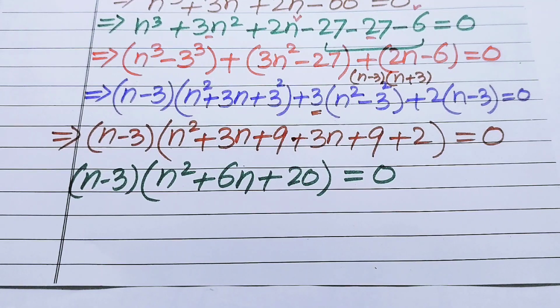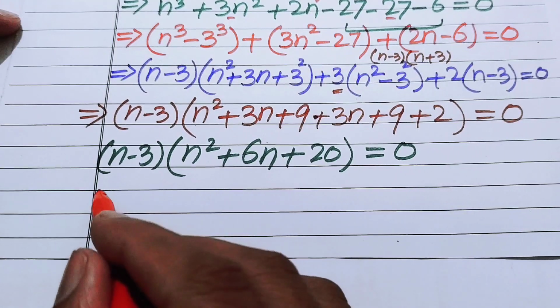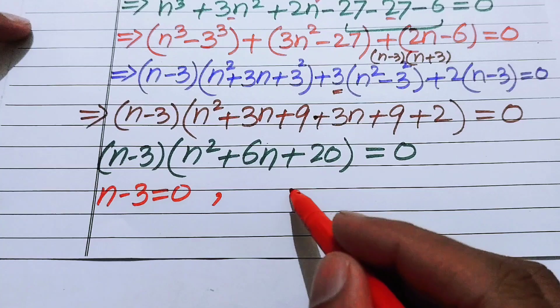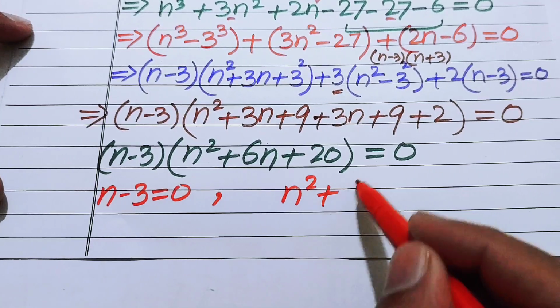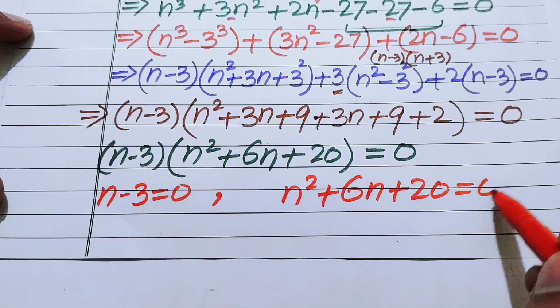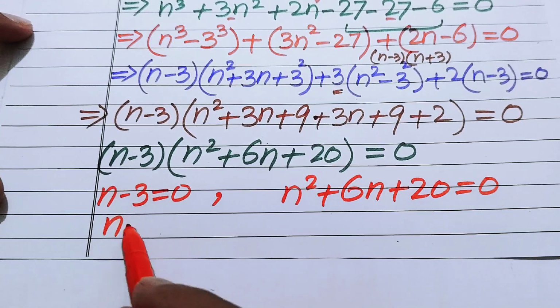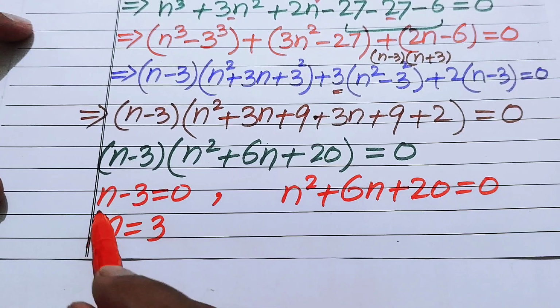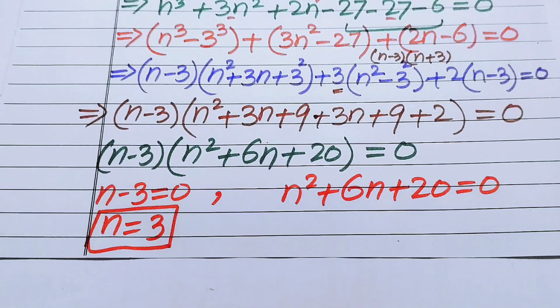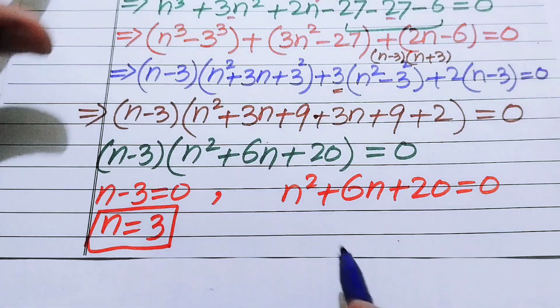So now in the next step we have two cases. The first case is we write n minus 3 equals to 0, and the other case is we write n squared plus 6n plus 20 equals to 0. So in this case you will get the value of n which is equal to 3. Now in order to find the other values of n we need to solve this quadratic equation.